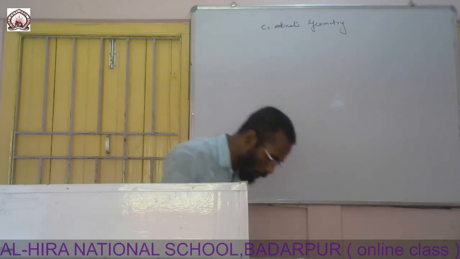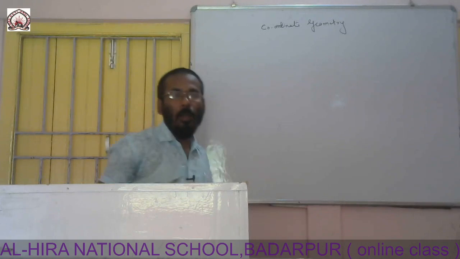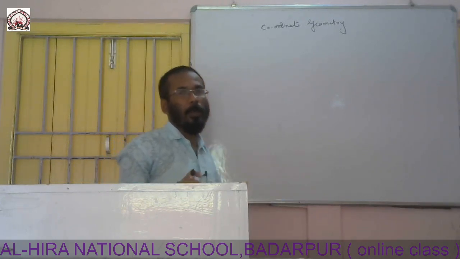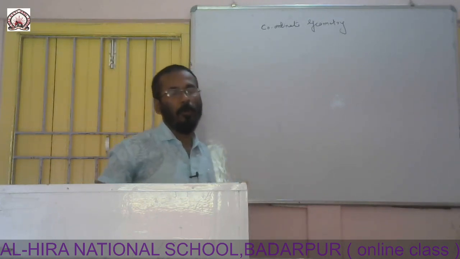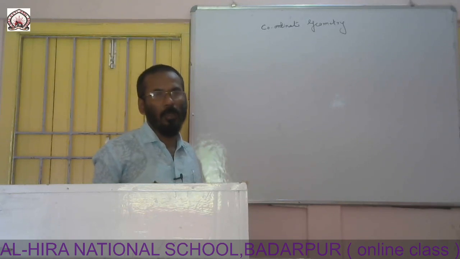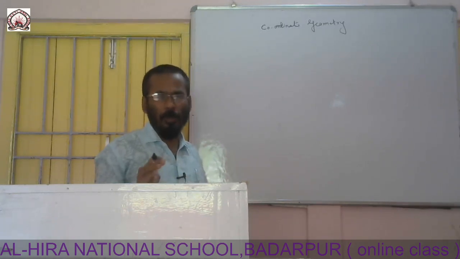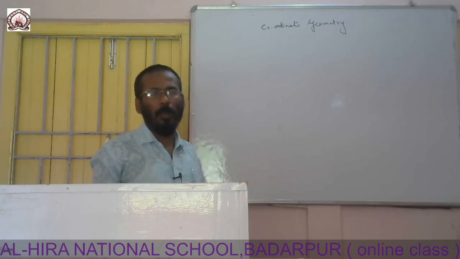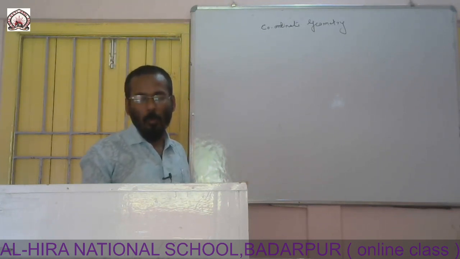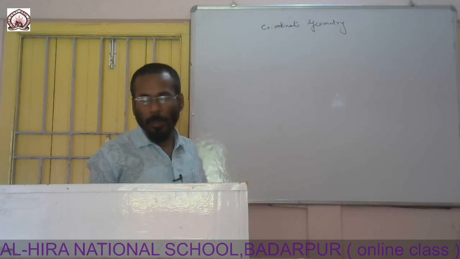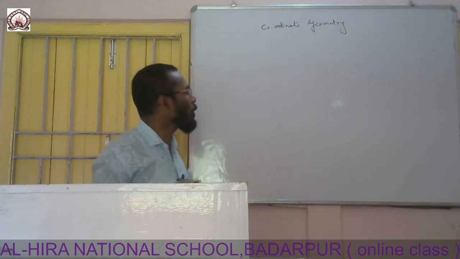Here you remember, the whole chapter depends on 4 or 5 formulas. First one is the distance formula, then the section formula, then the corollary of the section formula, which is the midpoint formula, and then the area of a triangle. So first of all we will do exercise 7.1, which is based on the distance formula.